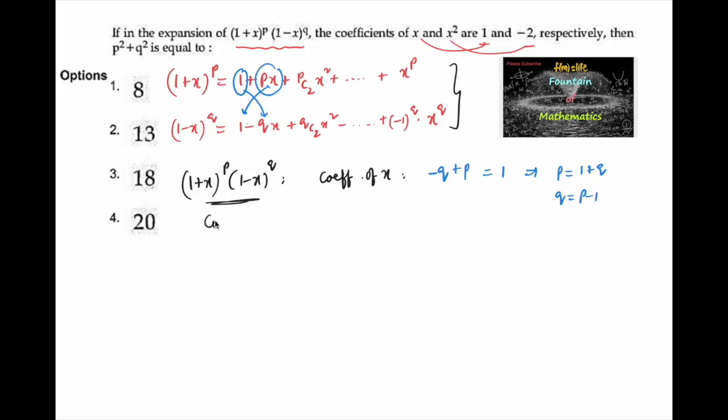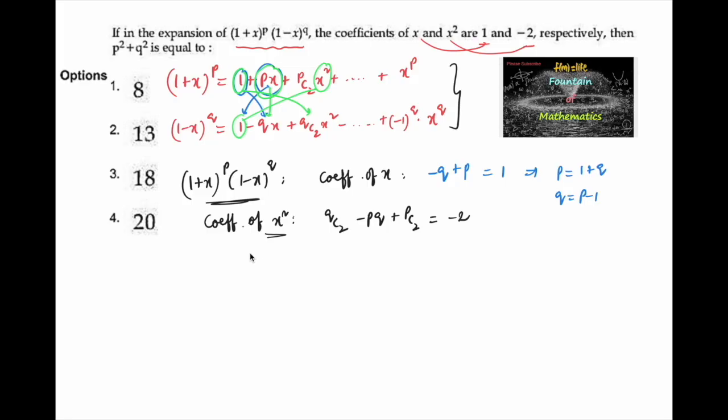And now the coefficient of x square. To get the coefficient of x square we need to consider the constant multiplied with x square, so we'll get qC2, and the x term must be multiplied with the x term again, so we can write p into minus q, that is minus pq, and the x square term should be multiplied with the constant, so we can write pC2, plus pC2, and which is given to be minus 2.